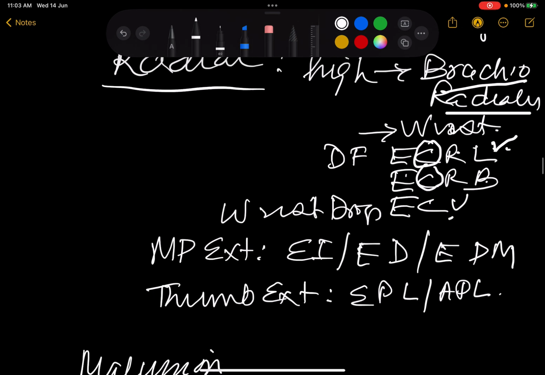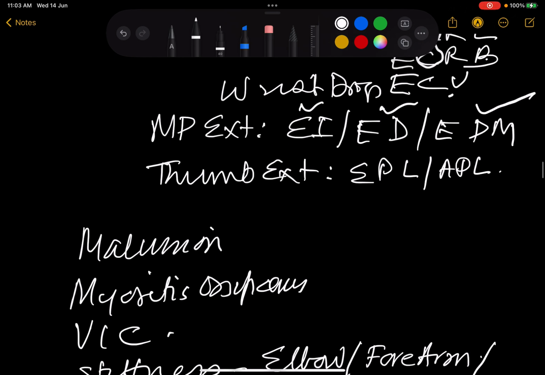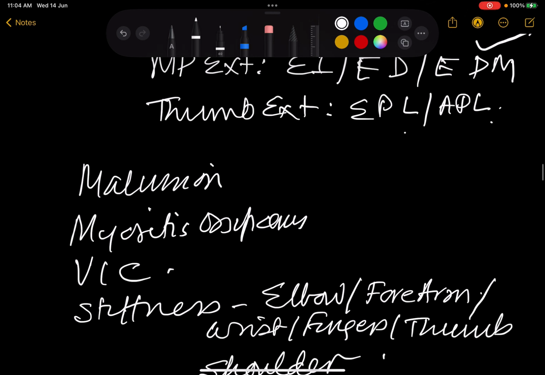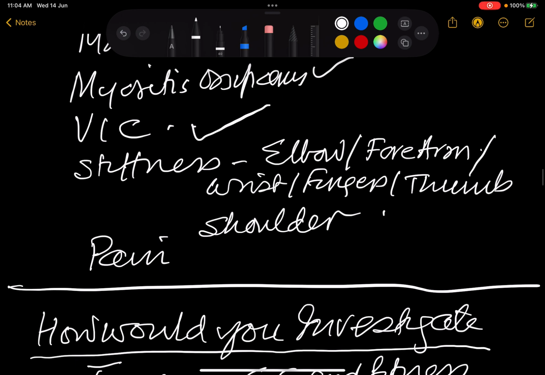Then the MP joints will drop, as extensor indicis, digitorum and digiti minimi will be paralyzed. The abductor and extensor of the thumb, extensor pollicis longus and abductor pollicis longus, would be paralyzed, leading to a thumb drop. Other complications are malunion, myositis ossificans, Volkmann's ischemic contracture, and stiffness of the elbow, forearm, wrist, fingers, thumb, shoulder, and there is pain.